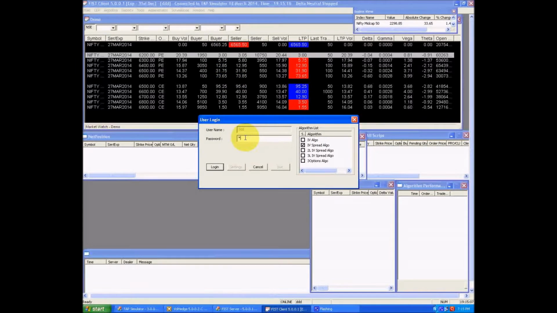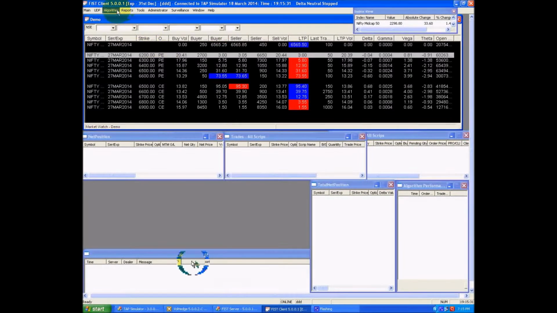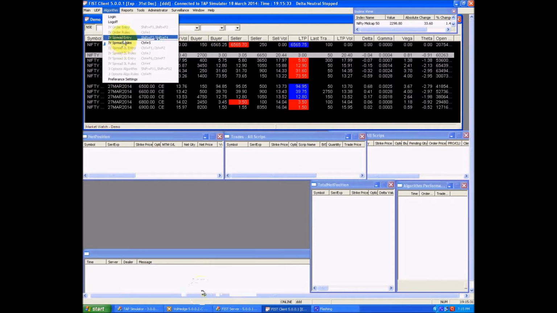Password. This will be the default password which you will be entering while logging into FIST. Press login. Index limit will appear. You can set the index limit, lower limit as -10, upper limit as 10 and press OK. Now IV spread entry and IV spread rules will be enabled.